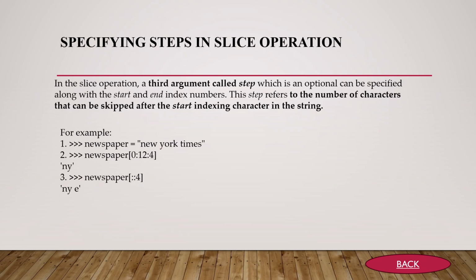While we do the slice operation, the third argument is called the step value, which is optional, and it could be specified along with the start and the end index numbers. The step refers to the number of characters that can be skipped after the start indexing character in the string. So we can see the example over here, and we could make use of this step value if needed.